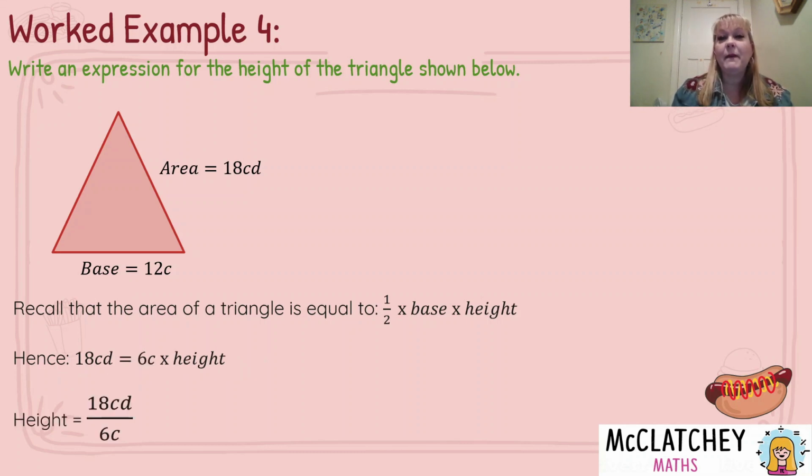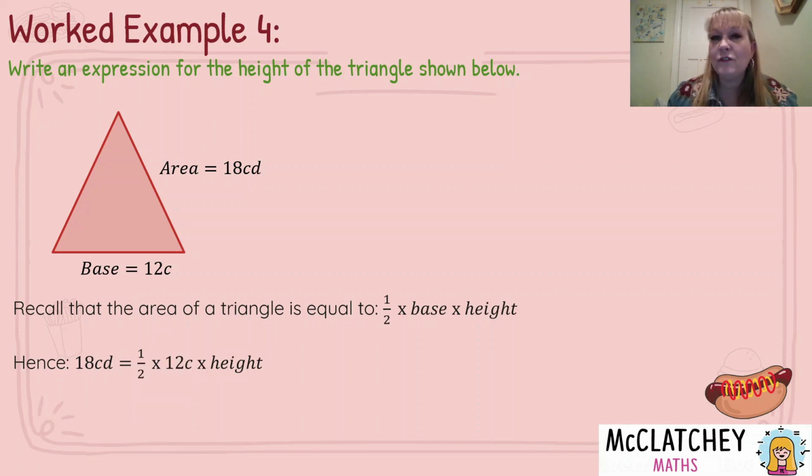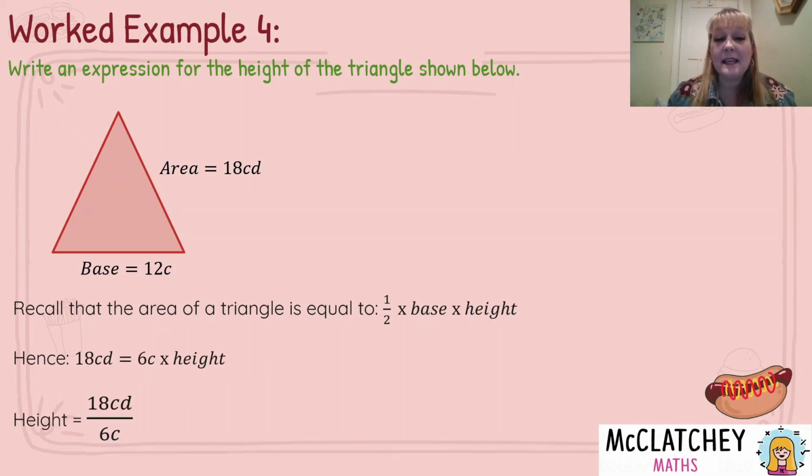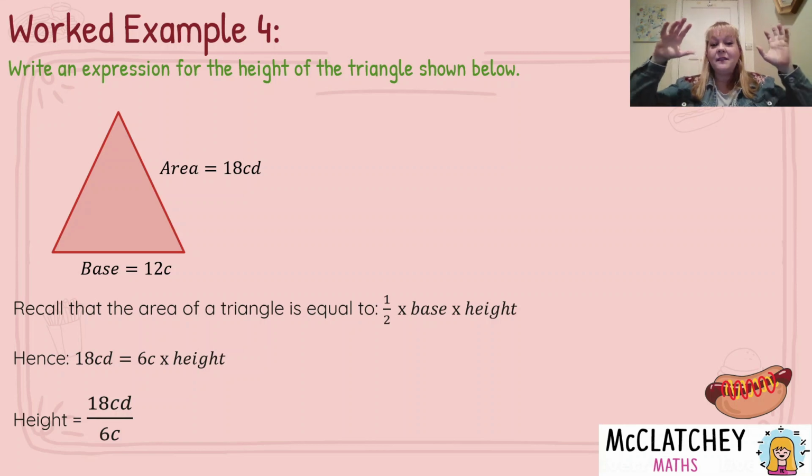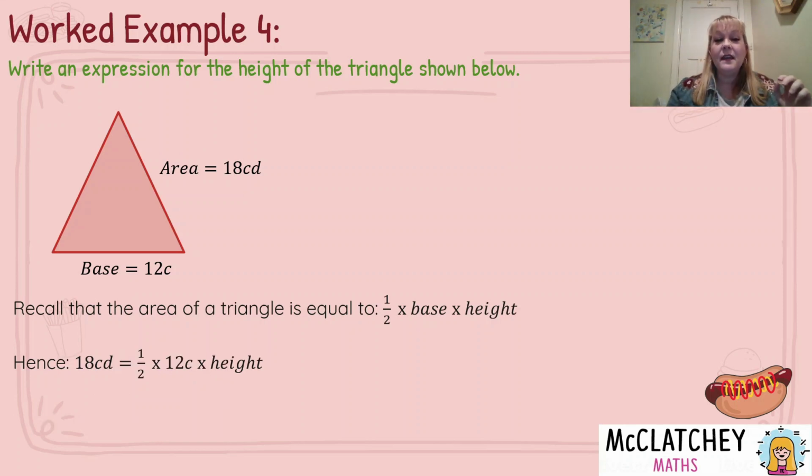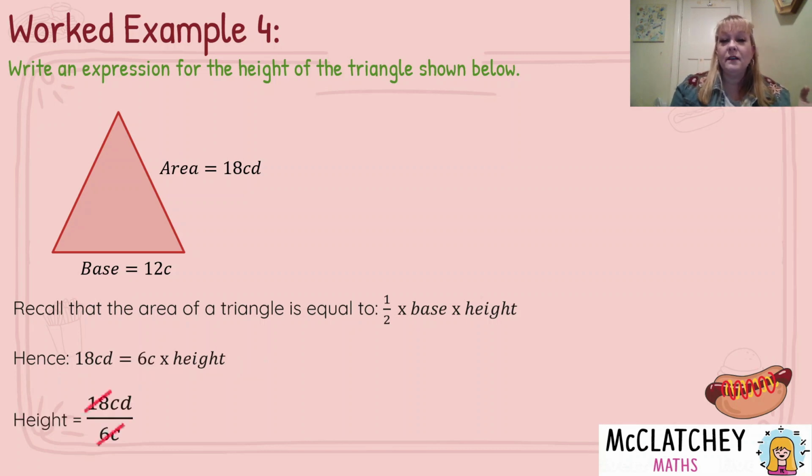So if you think about half of 12c, we'll just go back a little bit there, half of 12c is the same as 12c divided by 2. And guess what? That makes 6c. So that's why we can come up now with this new expression, 18cd equals 6c times the height. Now what we're trying to do here is get the height all by itself.